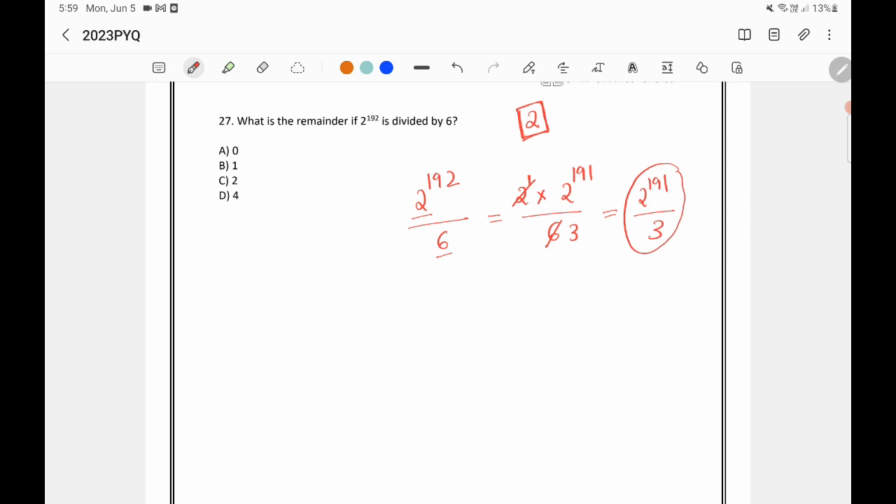Now we know that 3 into 1 is 3, so 3 is a multiple of 3, right? And this 2 is 1 less than 3. So we can use the concept of negative remainder. If you do not know the concept of negative remainder, and if you have some confusion regarding the remainder theorem, I would suggest you to watch the lecture on remainder theorem, where I have given the details about the negative remainder concept and all. This concept of negative remainder is actually very helpful in solving many questions. And in the 2023 paper, there were 2 instances where you could use the concept of negative remainder.